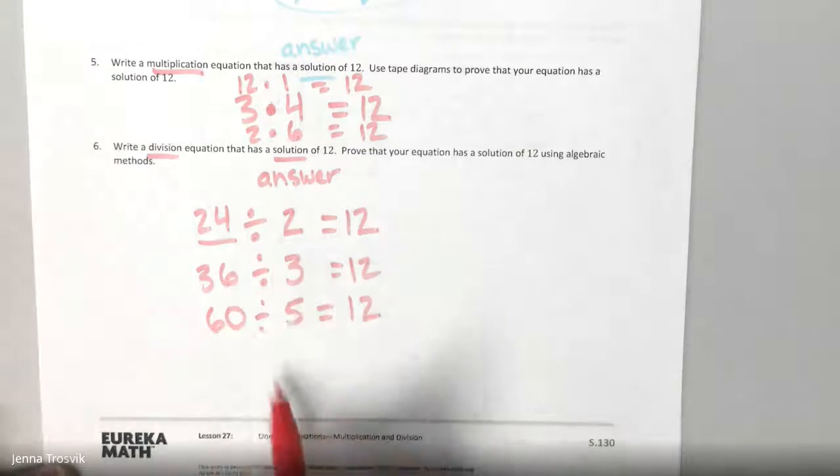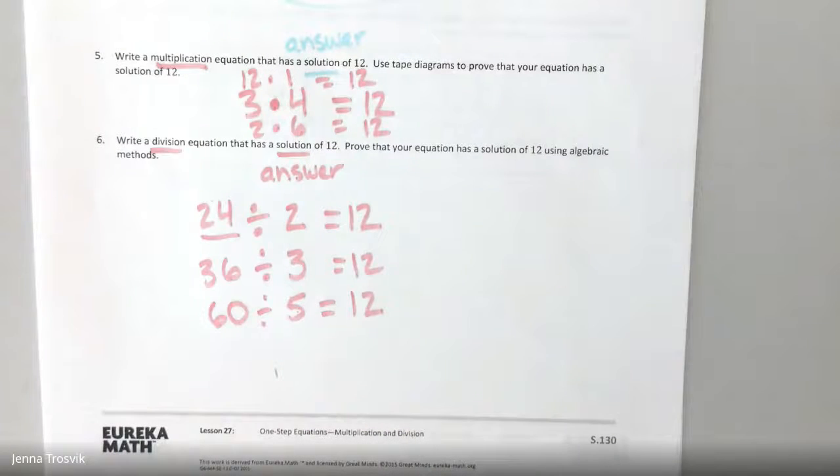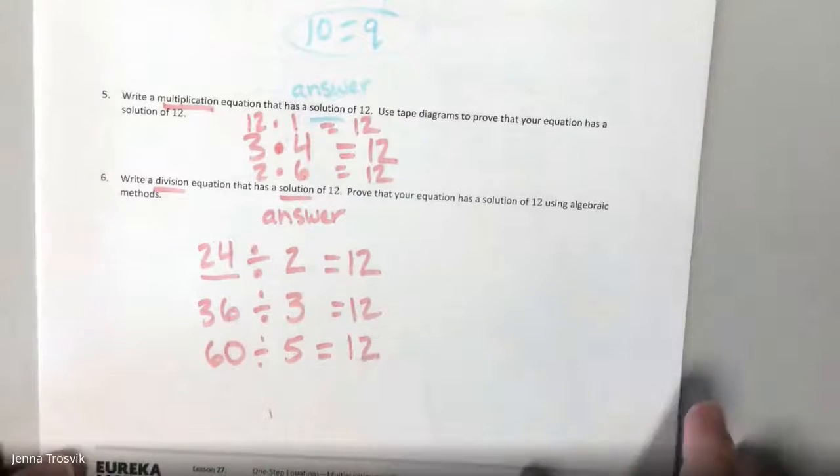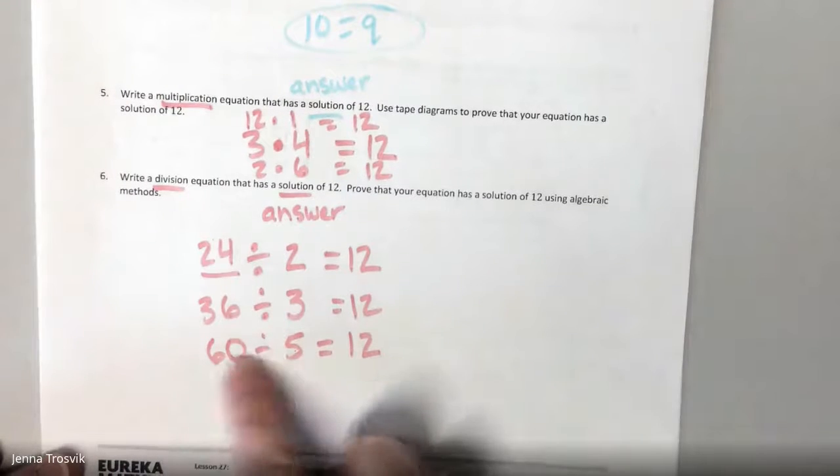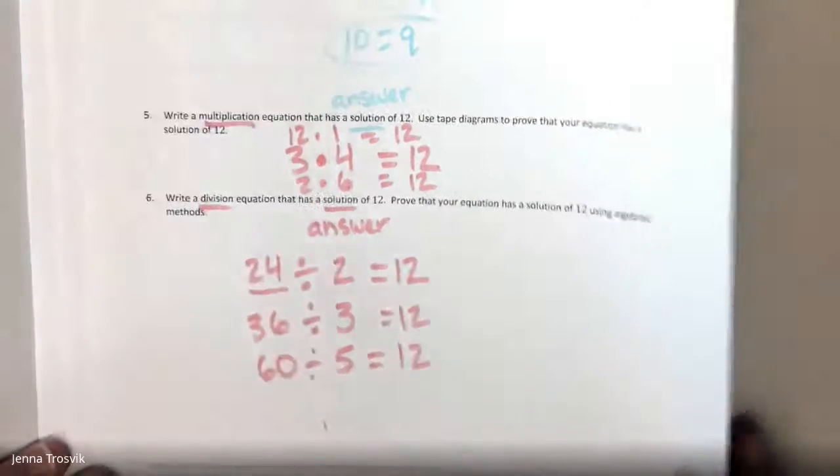You can put any number in that you are dividing by and keep going literally to infinity and beyond. Just make sure that your answer does work. When you go back and check your answer, will you get 12? All right.